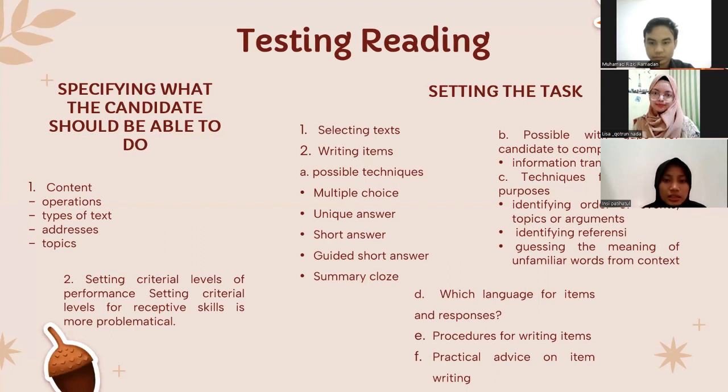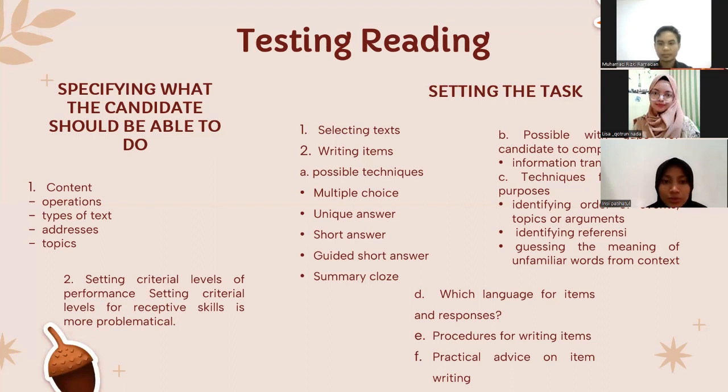From setting the task, there are some points also, I mean, just two, but the first one is selecting text. A successful choice of text depends ultimately on experience, judgment, and a certain amount of common sense. Now, while the points may seem rather obvious, they are often overlooked. For the second one is writing items.